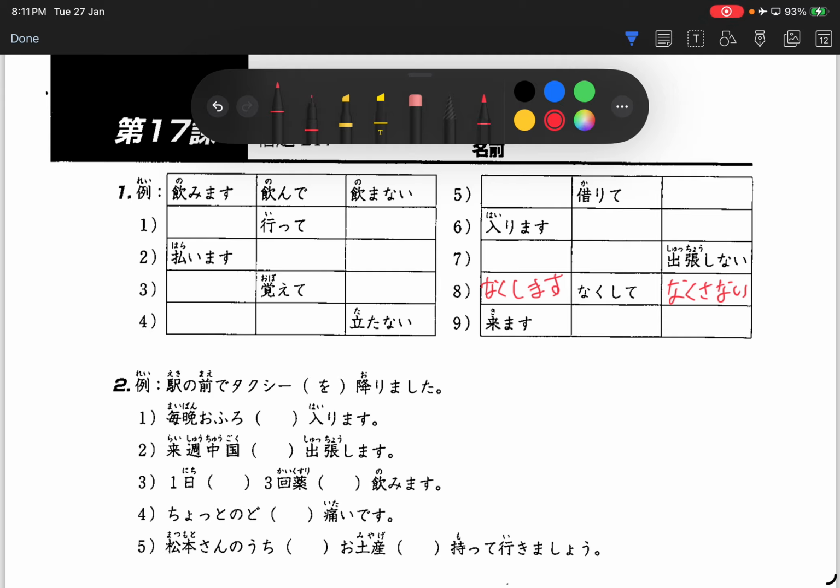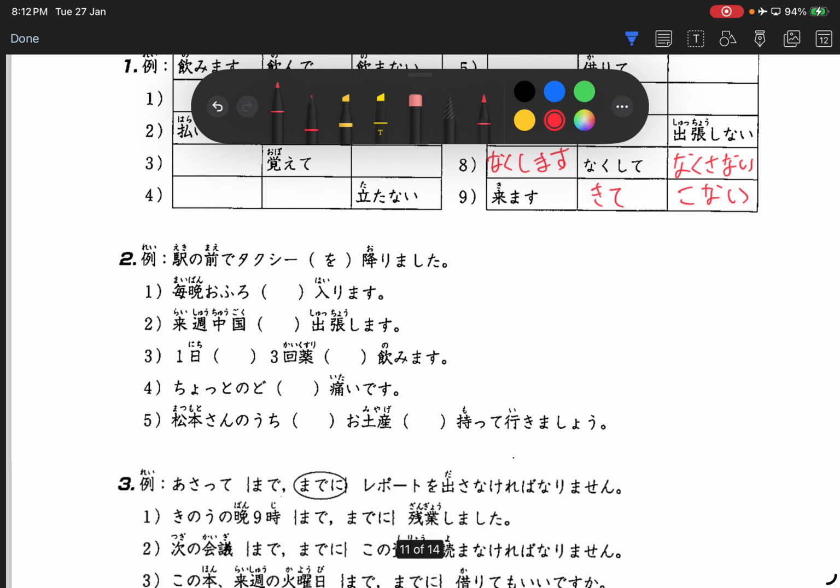Number 9, kimasu, our special friend. I mean kimasu is special, not you. Kite and konai. The special thing is the konai. It's not kinai. Konai. This guy is our special friend in group 3. Please memorize this exception as well. Kimasu, kite, konai. So far, any questions?